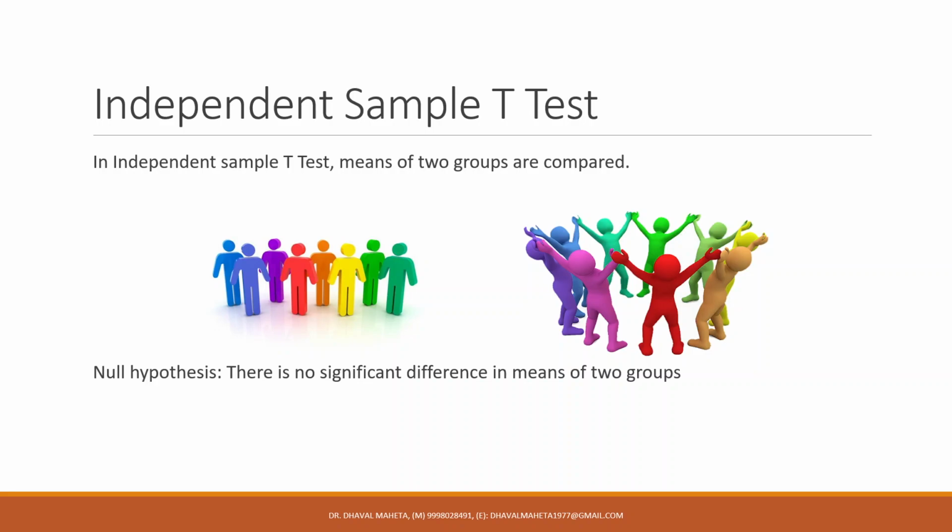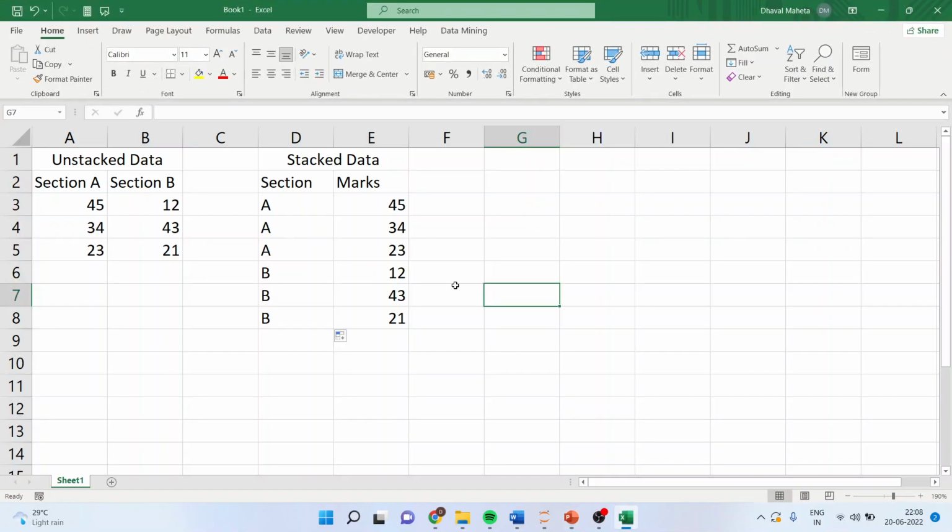Now we will have to understand the concept of stacked data and unstacked data. For this, we will go to Excel. There are two data sets represented in two different formats. This is stacked data, where sections are written here, section A, B, and the marks are written in the second column. So section is here and marks are here. This is stacked data.